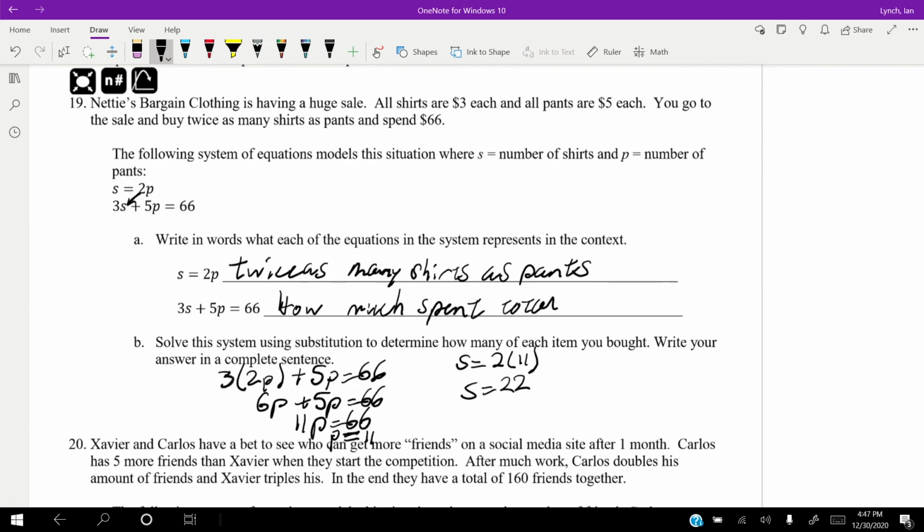Oh, but wait. Does that make sense? No, because I said P equals 11. What am I doing today? Why? P doesn't equal 11? You guys didn't catch me. It's P equals 6. 66 divided by 11 is 6. P equals 6. S equals 2 times 6, which means S equals 12. Does that one make more sense? I sure hope it does. It does. It works. Wow, it's been a long day.